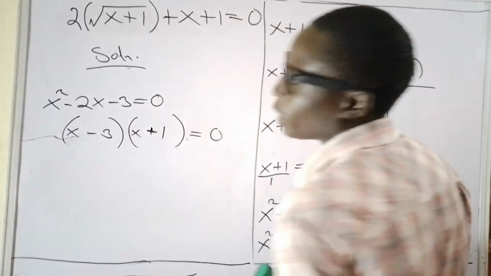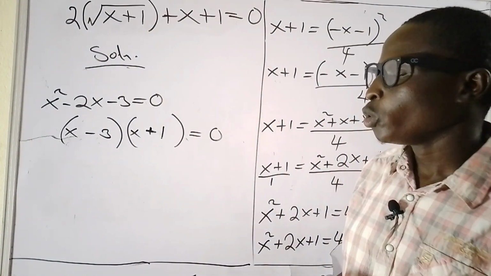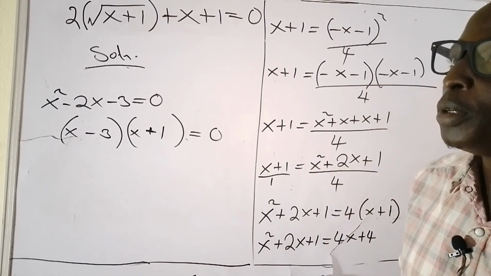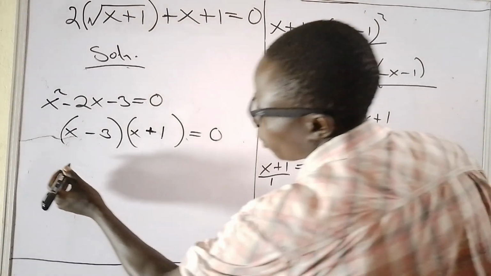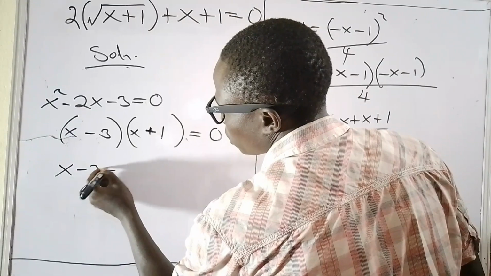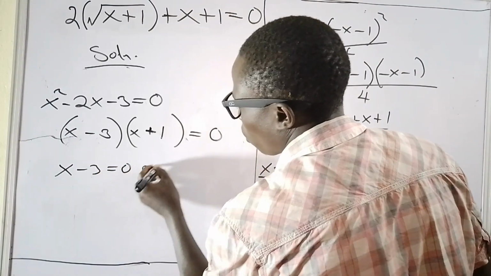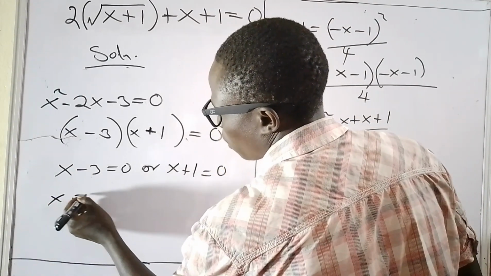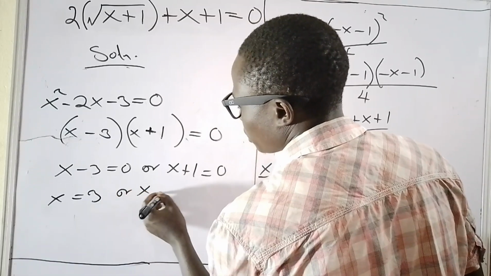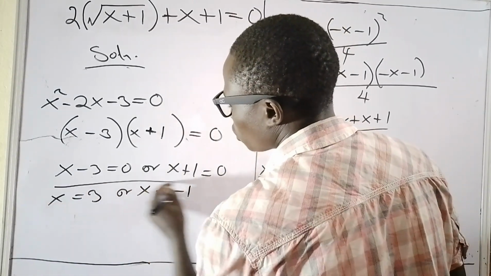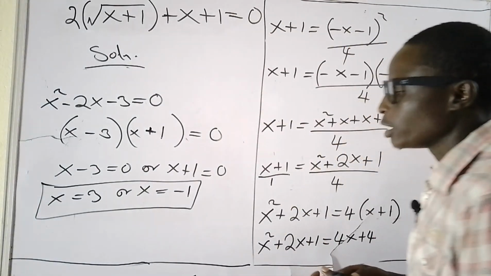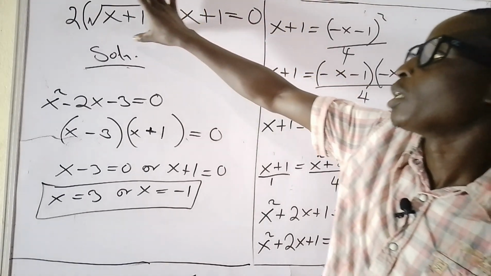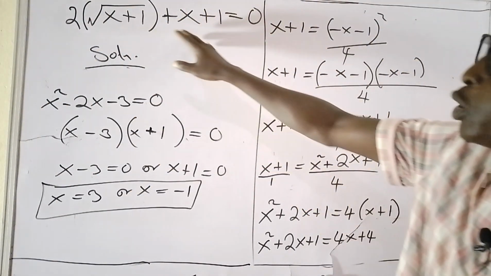As I told you earlier, when we have two numbers or two unknowns or digits multiplying each other to be equal to 0, that means one of them must be equal to 0. So it's either x minus 3 is equal to 0 or x plus 1 is equal to 0. And that means x is now equal to 3 or x is now equal to minus 1. So in whatever the case, x is now equal to 3 or minus 1, and that is the value of x that will satisfy this particular radical equation.